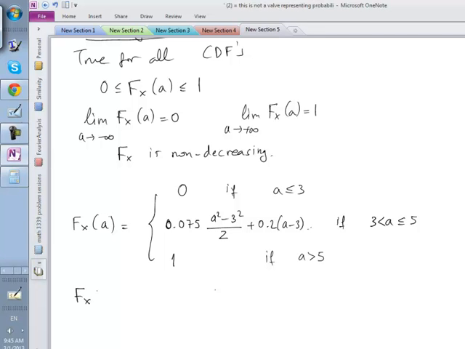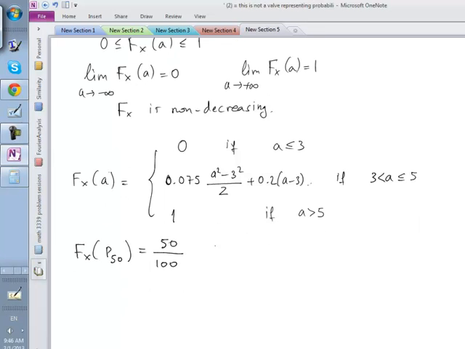We want to solve the equation F(P50) so that this is 50 over 100. That's the definition of the 50th percentile. So this is equal to 0.5. So we look at these branches here.